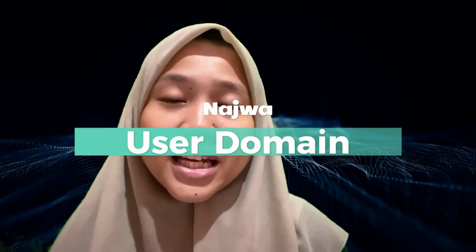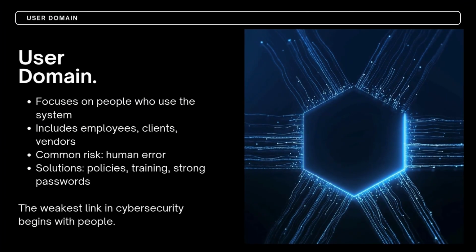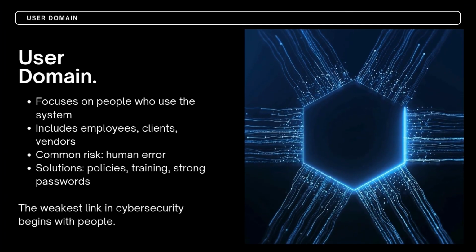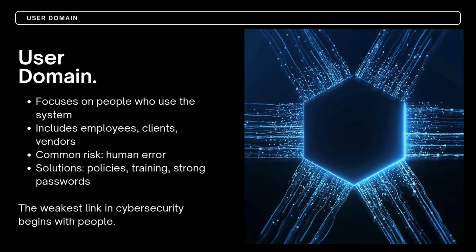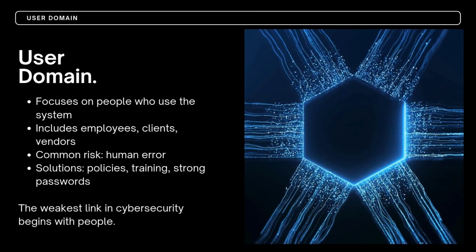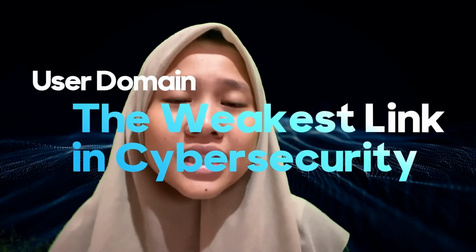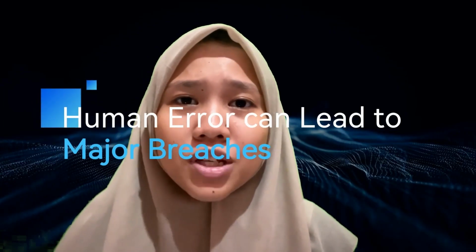The first domain is the user domain. This refers to the people who use IT infrastructure of an organization from inside the network or outside the network. The examples are employees, clients, or vendors. It's often considered as the weakest link in cybersecurity. The reason is human error can lead to the major breaches.